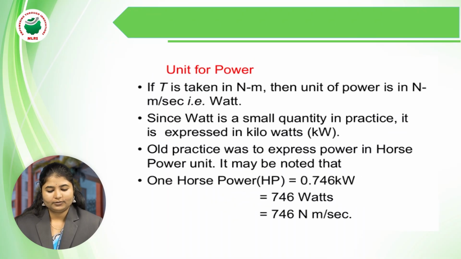Unit of power. The unit of torque is Newton meter, so the unit of power is Newton meter per second, that is watts. Since the watt is a small quantity in practice, power is expressed in kilowatts, that is kW. In old practice, the unit of power is horsepower. It may be noted that 1 horsepower HP is equal to 0.746 kilowatts, meaning 746 watts, or 746 Newton meter per second.